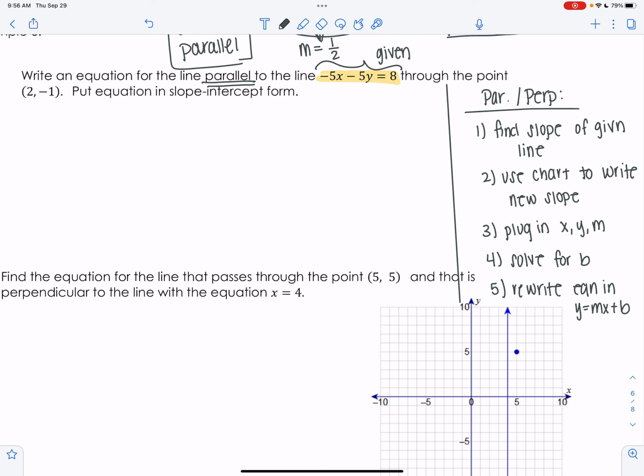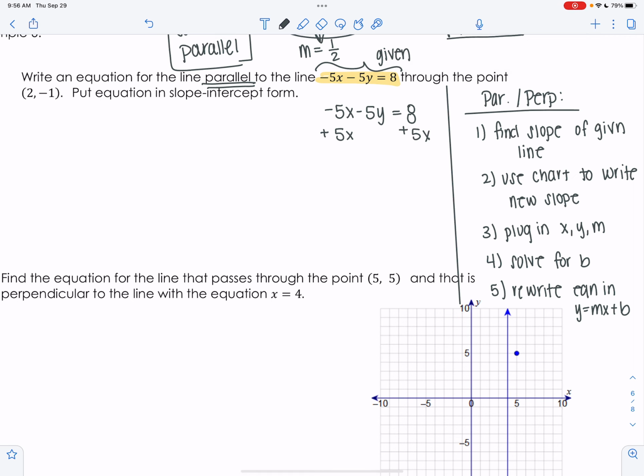And so the easiest way to get the slope is to get it in slope-intercept form. So I'm going to add 5x, add 5x. And so I'm just solving this thing for y. Oops, and that should be negative all around. I lost my sign. So y equals -x minus 8 over 5. Okay, that is all the given line.